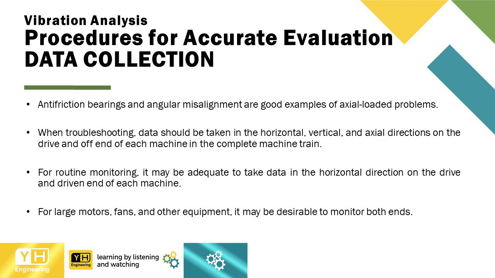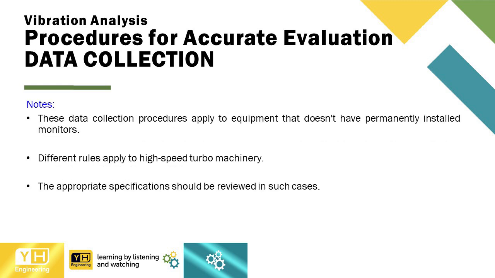When troubleshooting, data should be taken in the horizontal, vertical, and axial directions on the drive and off end of each machine in the complete machine train. For routine monitoring, it may be adequate to take data in the horizontal direction on the drive and driven end of each machine. For large motors, fans, and other equipment, it may be desirable to monitor both ends. Notes: these data collection procedures apply to equipment that doesn't have permanently installed monitors. Different rules apply to high-speed turbo machinery. The appropriate specifications should be reviewed in such cases.